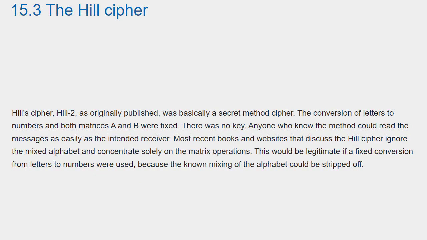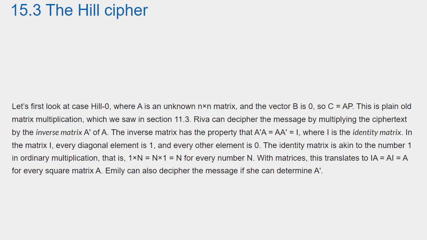Hill's cipher, Hill 2, as originally published, was basically a secret method cipher. The conversion of letters to numbers and both matrices A and B were fixed. There was no key. Anyone who knew the method could read the messages as easily as the intended receiver. Most recent books and websites that discuss the Hill cipher ignore the mixed alphabet and concentrate solely on the matrix operations. This would be legitimate if a fixed conversion from letters to numbers were used, because the known mixing of the alphabet could be stripped off.